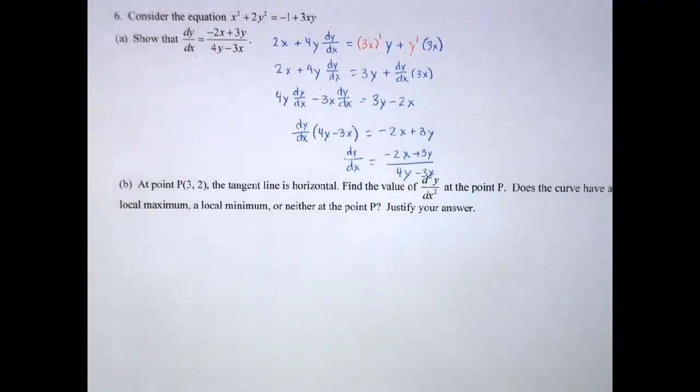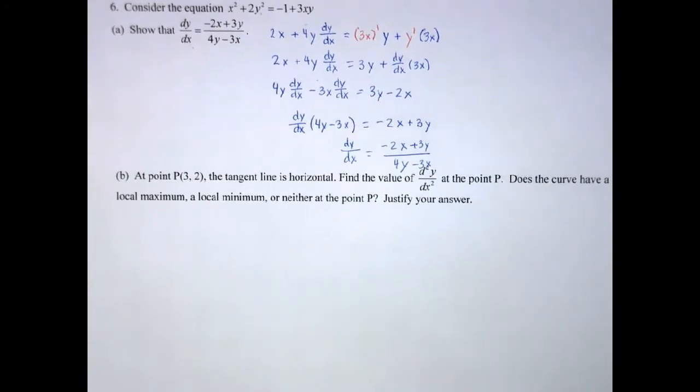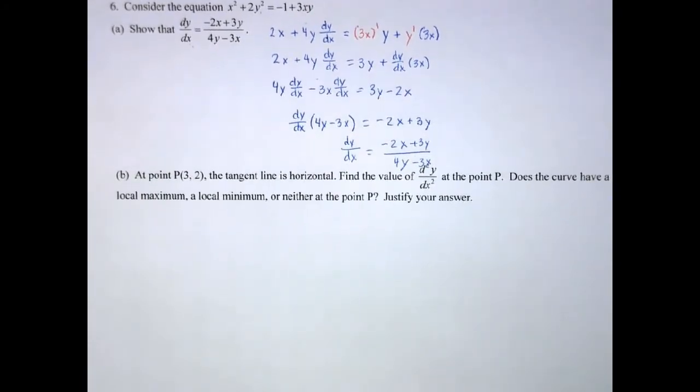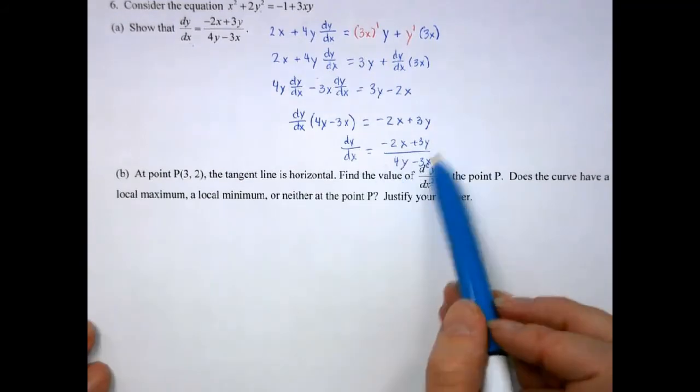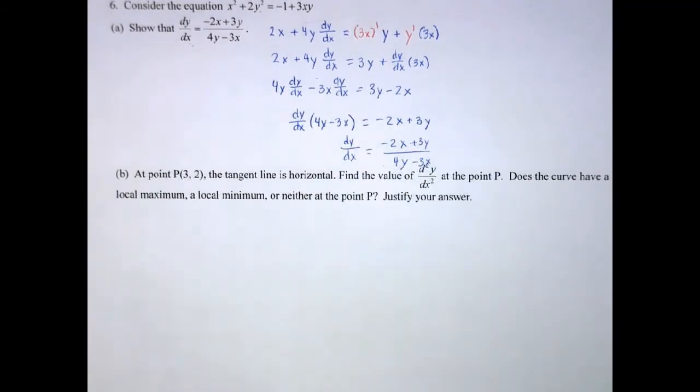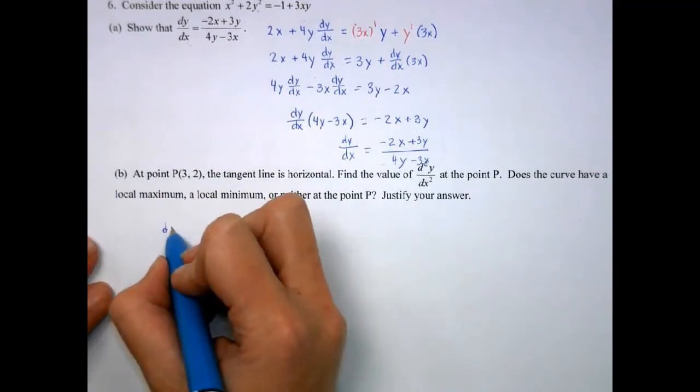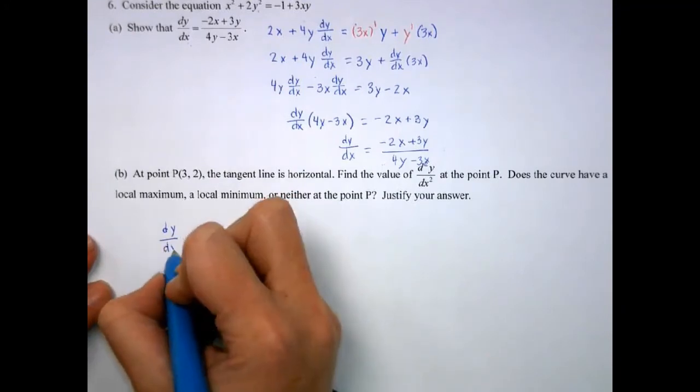Okay, the second part of this problem, at the point 3, 2, the tangent line is horizontal. Find the value of d2y dx2, the second derivative at that point, to determine if the curve has a local maximum or neither at point P. Justify your answer. So now we're going to do the second derivative of this. So we're going to again need to use, well, this time we're going to have to use the quotient rule.